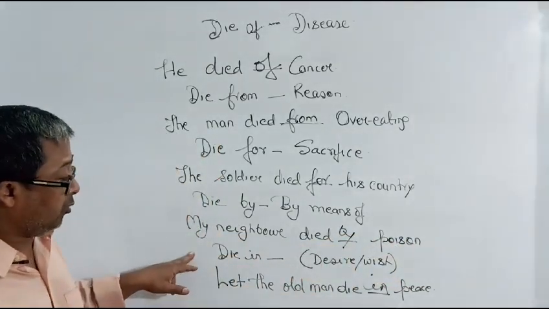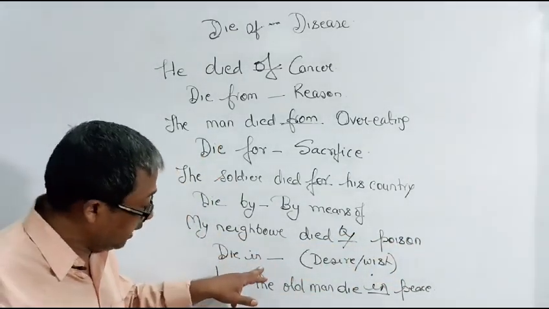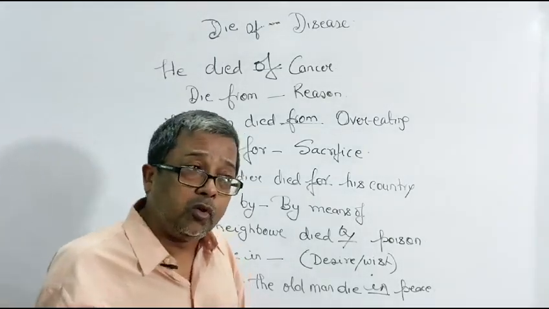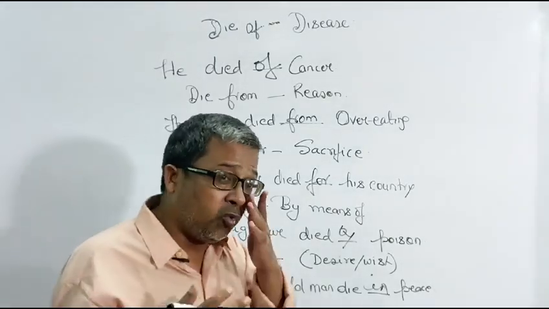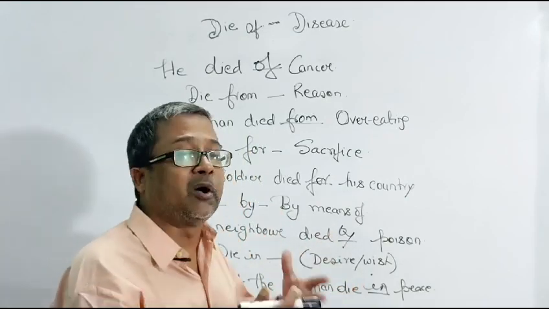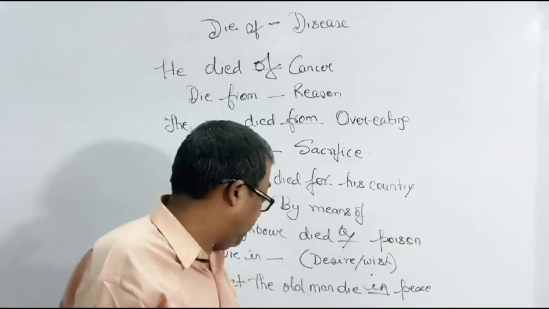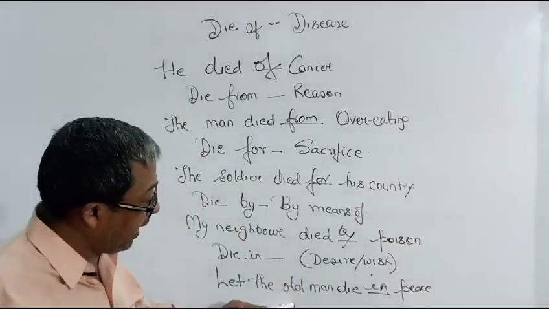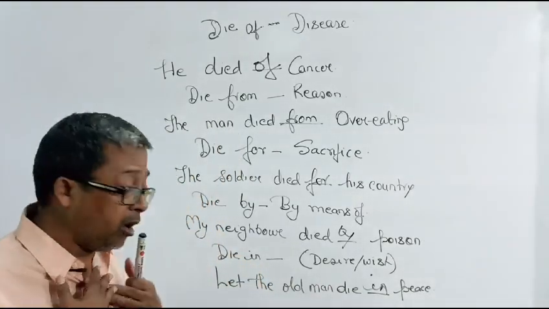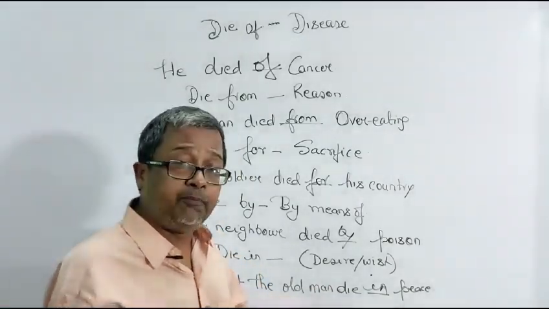The last one, we use die in. We use in after the word die when we want to express a meaning of wish or desire of someone, or we also want to wish that someone's death happens that way. So let the old man die in peace. It's my wish, or it's our wish that the man die in peace.